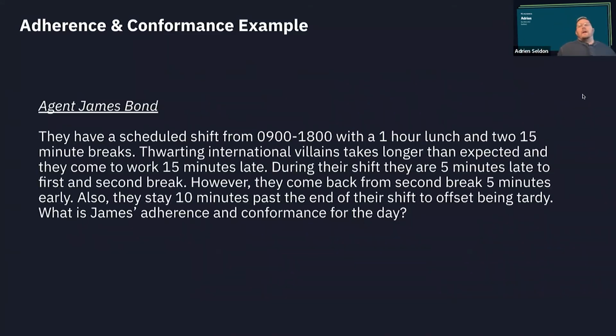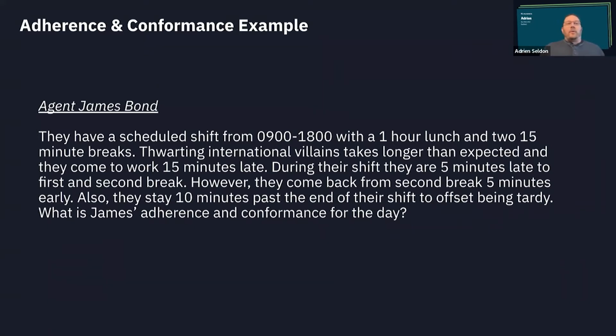So let's go to an example now that we've dove into what the two metrics are. Once again, pretty simple on the face of it, but it does get a little bit more complicated in the real world. So we've got our agent here. Our agent is James Bond. James Bond has a scheduled shift from 9 to 1800, pretty nice shift. They got a 1 hour lunch and 2 15-minute breaks during the day.